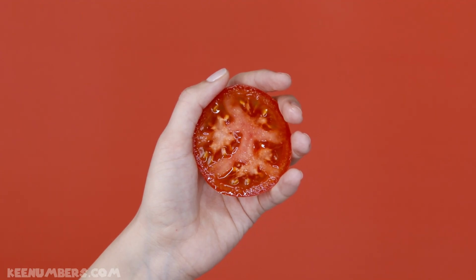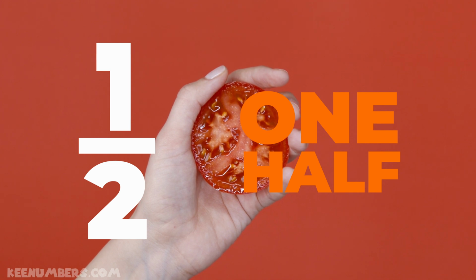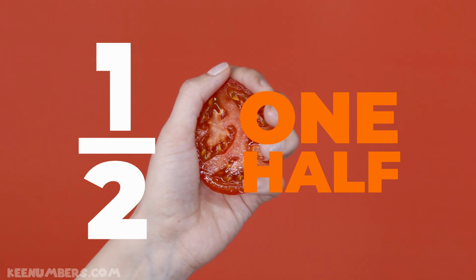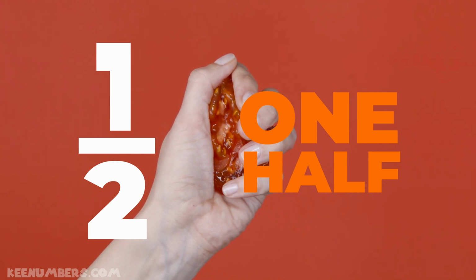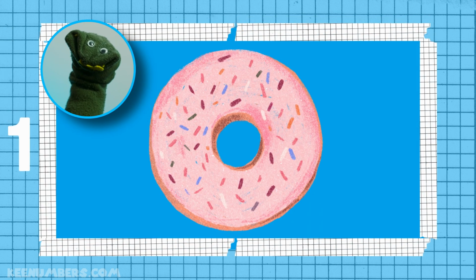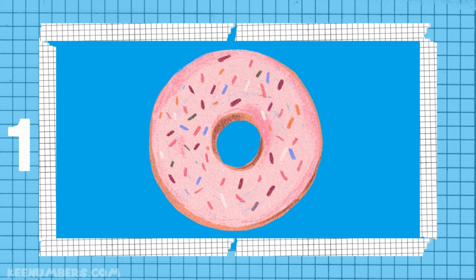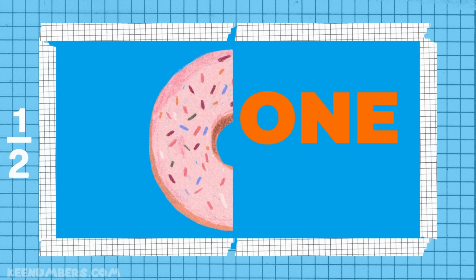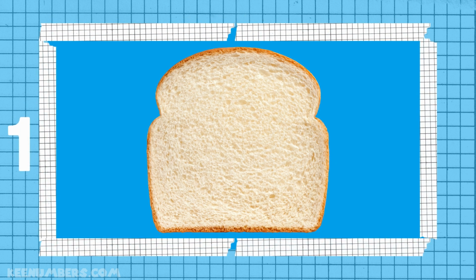Now let's talk about half of a tomato. You can squeeze it, you can cut it up and put it on a burger. What about a whole donut? If you wanted to share a donut with two people and you only had one donut, you could cut it in half. Each person would get 1/2.